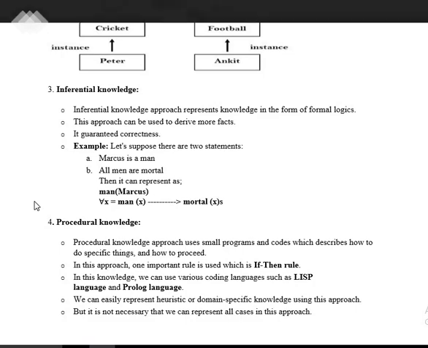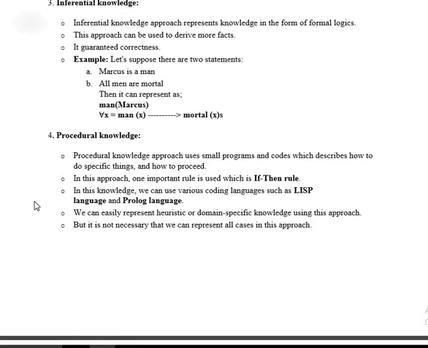Let's say what is procedural knowledge. When we say procedural language, we need to follow certain rules. These are small programs or code which describe how specific things can be processed. In this approach, one of the important rules that we follow is the if-then rule. And mostly this procedural language can be developed using LISP or the Prolog interface.